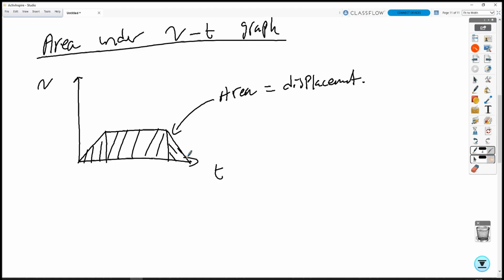Now, area is given by the integral. So v is a function of time, dt, from 0 to some value t. You're not expected to use calculus at A-level physics. However, in some situations, it becomes beneficial to be able to use numerical methods. For example, the trapezium rule.